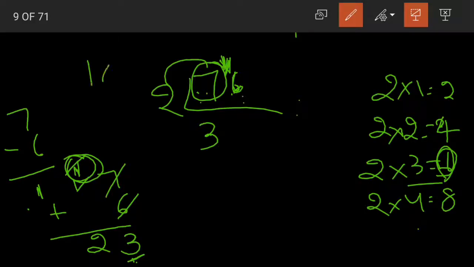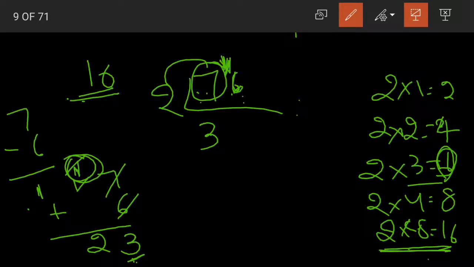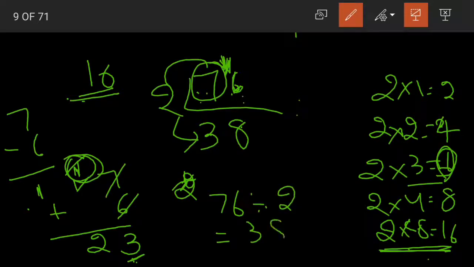So 6 becomes 16, and we know that 2 8s are 16, so we'll write 8 here. So 76 divided by 2 is equal to 38. Remainder is 0. It is perfectly dividing, so the remainder is 0. Clear, children, how to do the, what was this? Short division method.